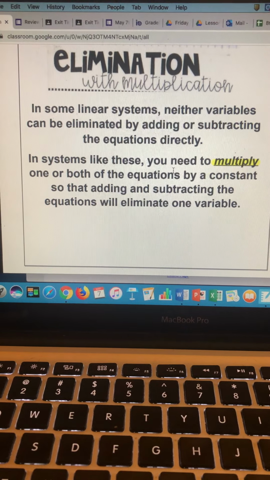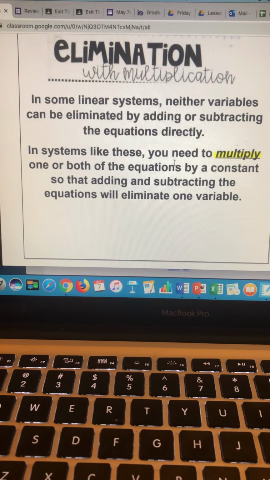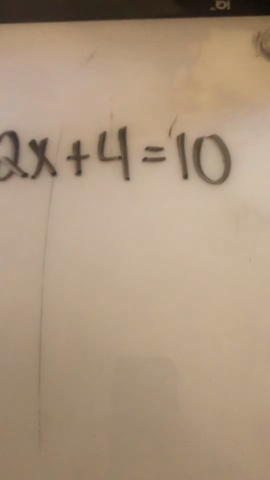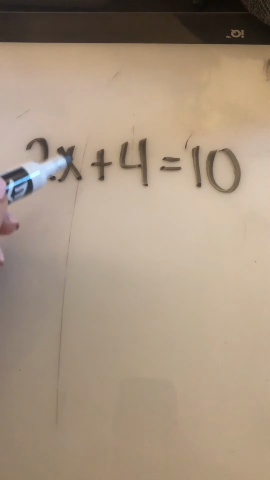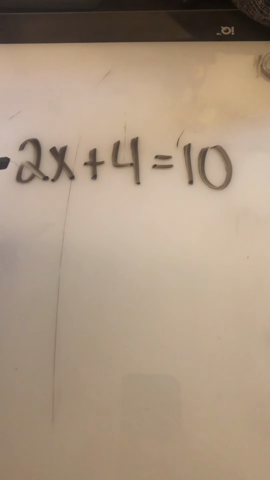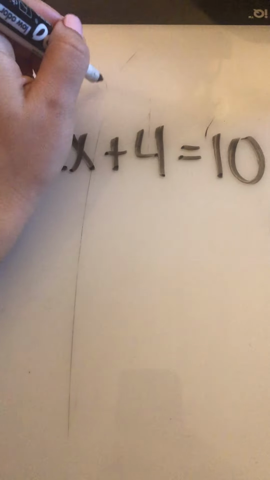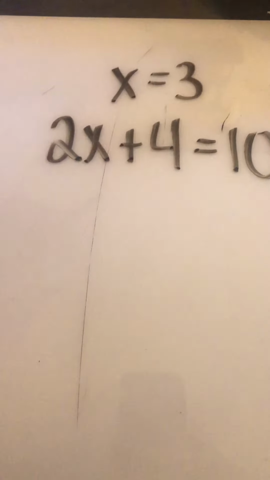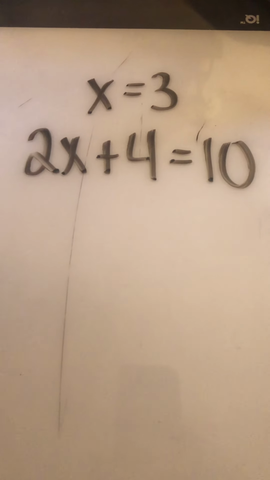Okay, so when you multiply one of the equations, it does not change the value of the equation. I'll show you that right here. Let me just open up my marker. Okay, so for example, if I gave you the equation 2x + 4 = 10, could you tell me what x equals? 2 times what number plus 4 equals 10? So in this case, x equals 3, because 2 times 3 is 6, plus 4 equals 10.